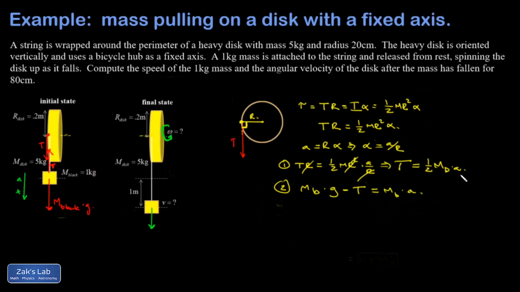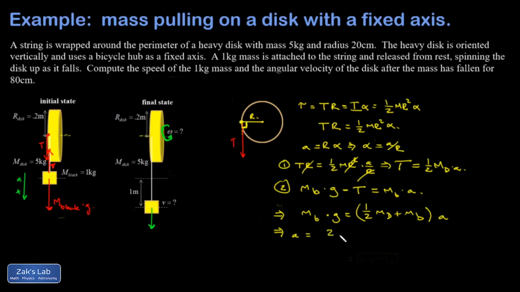Okay, now I've got a system of equations. T equals 1/2 mass of the disk times a, and mass of the block times g minus T equals mass of the block times a. And I can add those two equations together and eliminate T. And on the left-hand side, I'm going to get the mass of the block times g, and on the right-hand side, I'm going to get 1/2 mass of the disk plus mass of the block, and I'm factoring an a out of this. Now I'm going to multiply both sides by 2 and then solve for a.